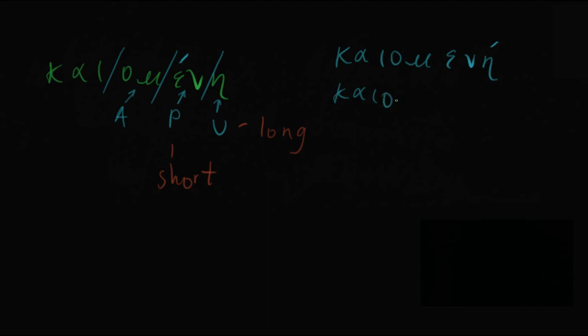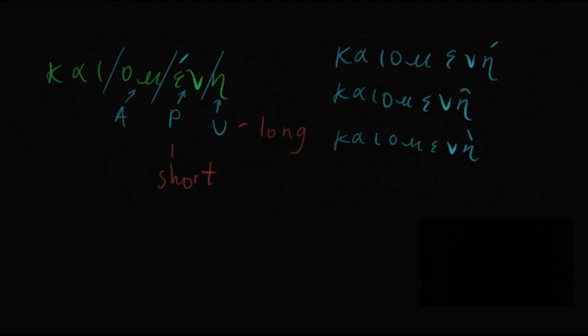Another possibility is actually a circumflex. Remember, circumflex can go on the last two, but it can't go on a short vowel. It can only go on a long vowel. So it can go here. And finally, our last possibility is actually the grave accent. So you can put the grave accent there as well.